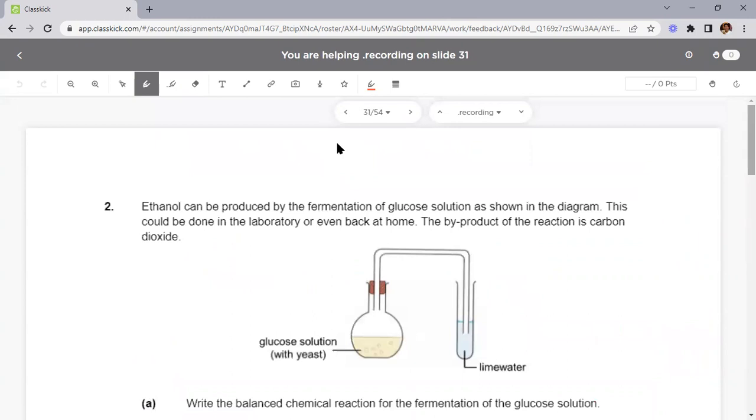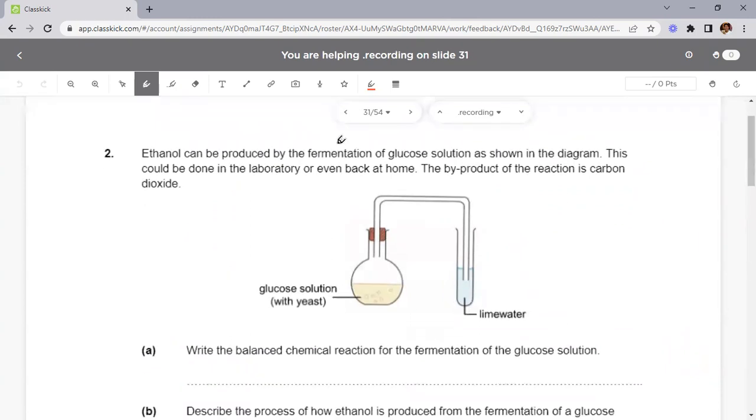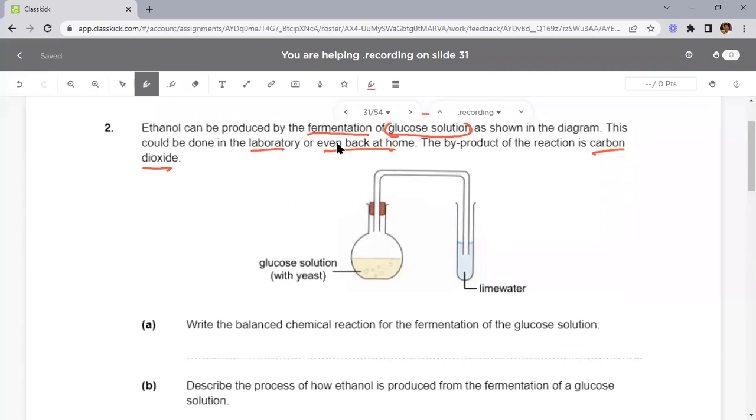Page 31 now. Ethanol can be produced by this thing called fermentation, of glucose solution. So we're going to do fermentation of glucose solution as shown in the diagram. This could be done in the lab or even back at home. And we know the byproduct is carbon dioxide. So write a balanced chemical equation for the fermentation of your glucose solution to produce ethanol.